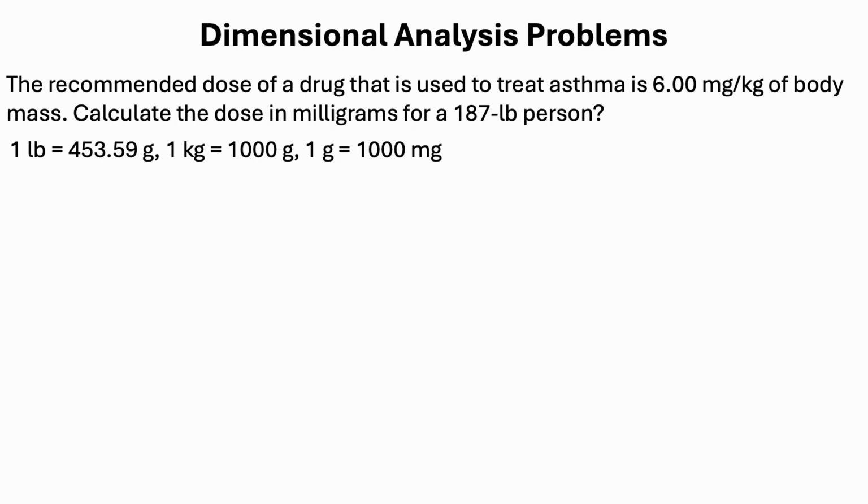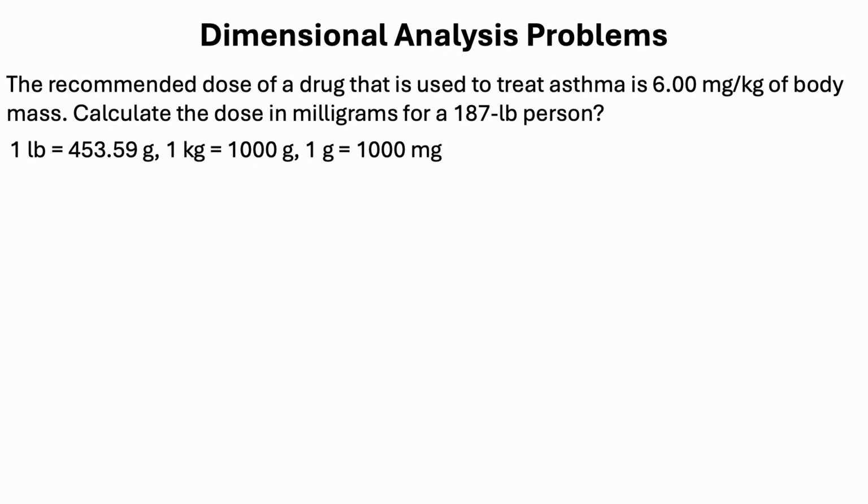We are given the person's weight as 187 pounds. So we have to calculate how many milligrams are needed for a 187 pound person. If you know per kilogram, then if you know the person's weight in kilograms, we can multiply the dose by the person's weight in kilograms. However, the person's weight is given in pounds. So we have to convert these pounds into kilograms to get the body weight of the person.